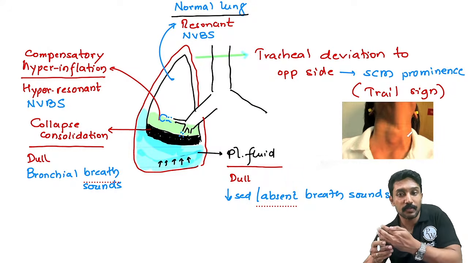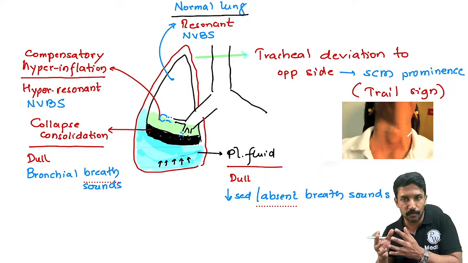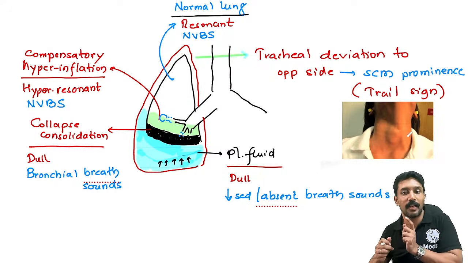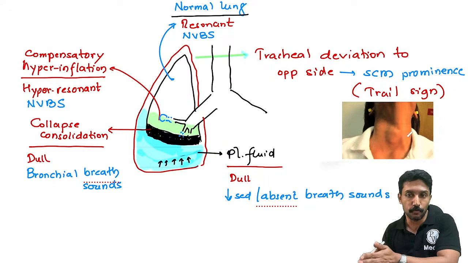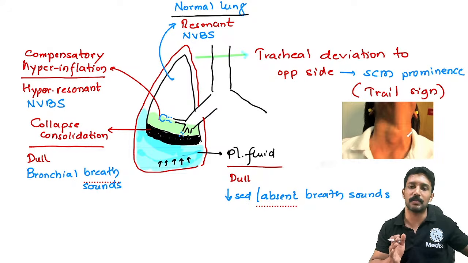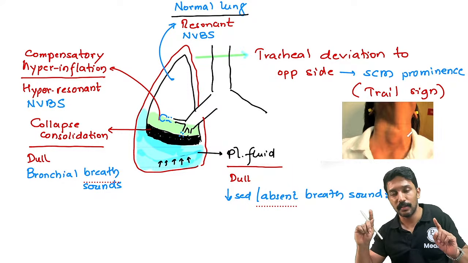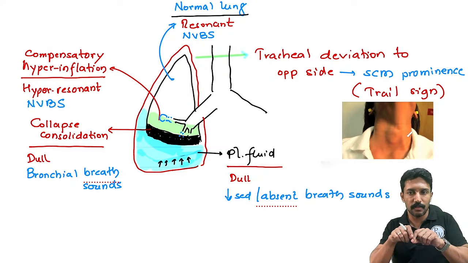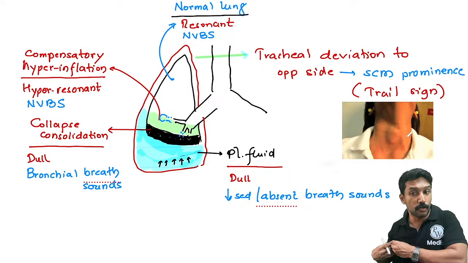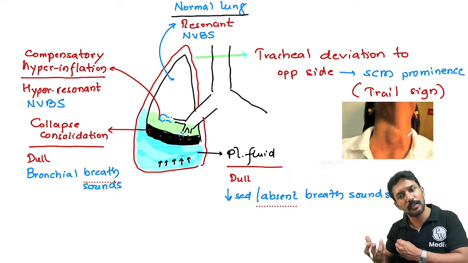So in a collapsed lung, if the whole lung is collapsing and the trachea is being pulled, the Trail sign will be positive on the same side of collapse. But in effusion, on the opposite side. Right effusion, Trail sign positive on the left. Left effusion, Trail sign positive on the right. If there is collapse, if the right collapses, the trachea will be pulled to the right, Trail sign positive on the right itself.